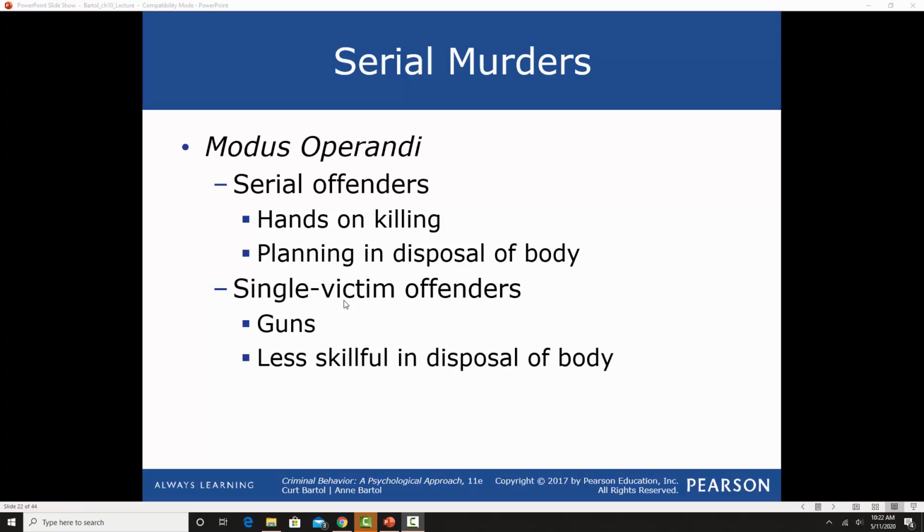With MO, serial offenders tend to be hands-on killing, planning, and disposal of the body. The serial killers typically don't just leave the victims out in the open. They usually try to dispose of the body, try to hide the body. Think of the Atlanta child murders, for example. Most of the bodies were dumped in the river. Some were left out in wooded areas. Ted Bundy often took his victims to wooded areas.